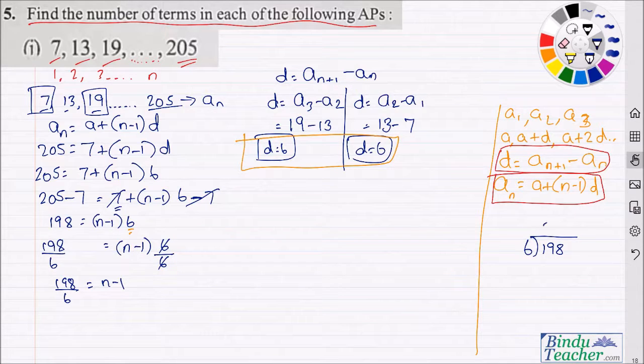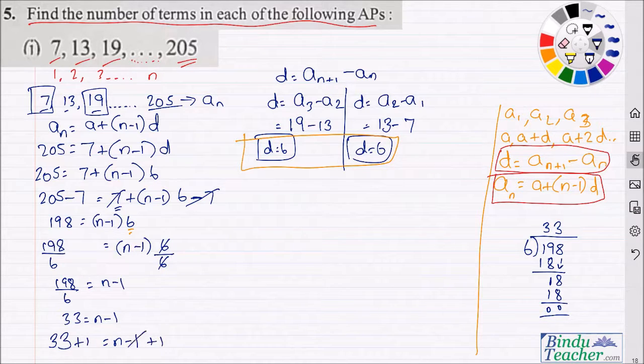I have 6 into 3 equal to 18. I have 1, and then 8 carry forward. Again, 6 into 3 equal to 18. So it is perfectly divisible, right? So we get the value 33 equals n minus 1. Let's again balance it. 33 equals n minus 1. I'll do a plus 1 here. I'll do a plus 1 here. Right? Minus 1 plus 1 cancel out each other. We get n equal to 34. So here the number of terms that are there in this arithmetic progression is 34.